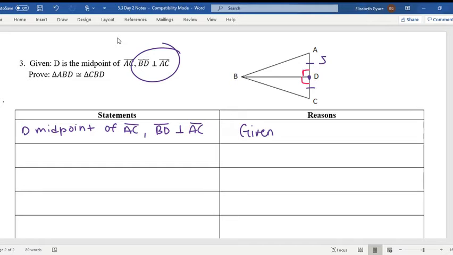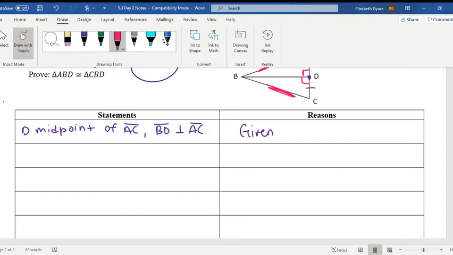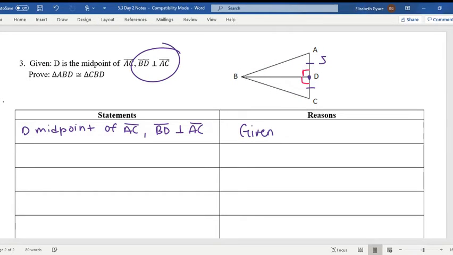So let's take a look. In order for this to be hypotenuse leg, though, don't we have to have a congruent hypotenuse? That's side AB and side CB. Is there anything there to indicate that those 2 sides are congruent? No, they're not marked as congruent. They're not a shared side, so we just don't know. We don't know that these are congruent, so it's not going to be hypotenuse leg.